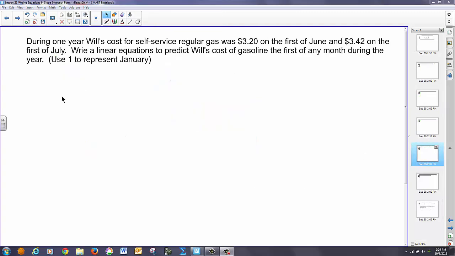In this problem, we've got a word problem that talks a little bit about writing a linear equation. They tell us that during 1 year, the cost for gas is $3.20 on the 1st of June, and $3.40 on the 1st of July. They want us to write a linear equation to predict the cost of gas for any given first day of the month, and to use 1 to represent January.